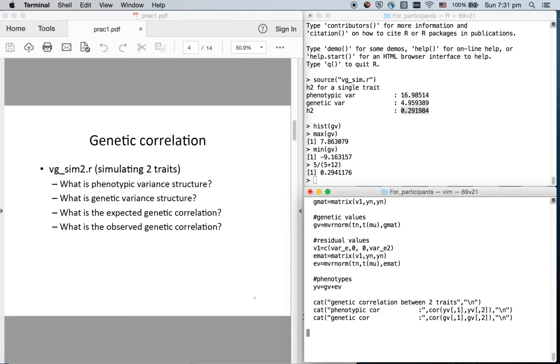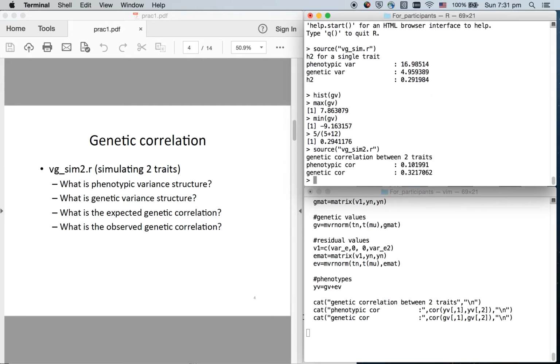Then let's run this code, using the same source, and second tree. Okay.